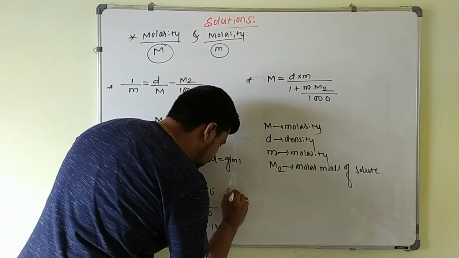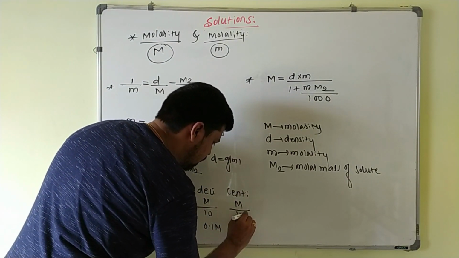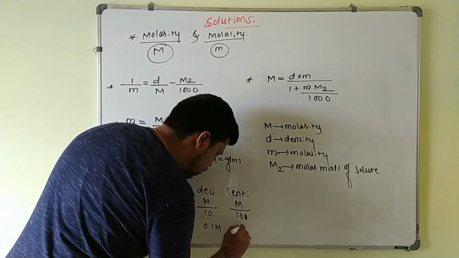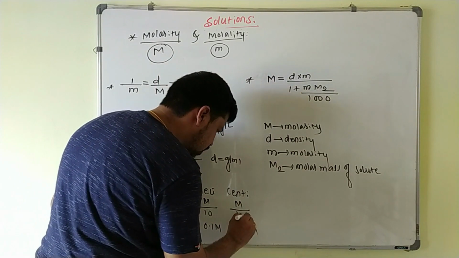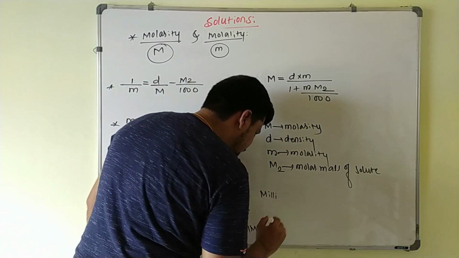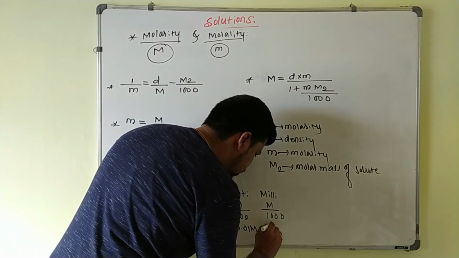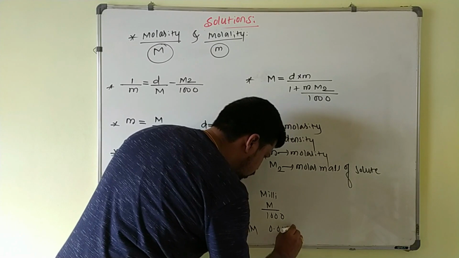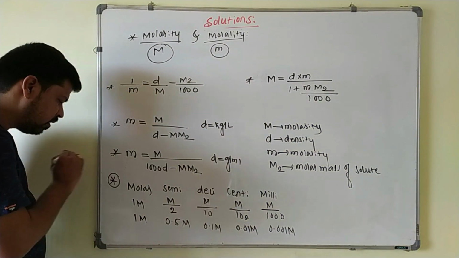Next one, centimolar. Centimolar is molarity divided by 100, so this is 0.01 molar. Next one they will give is millimolar. A millimolar solution is nothing but molarity divided by 1000, that is a 0.001 molar solution. So these are some important points you have to remember here.